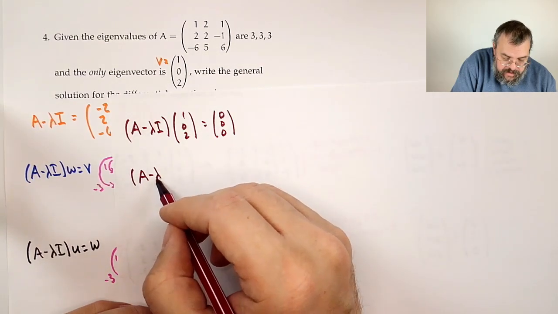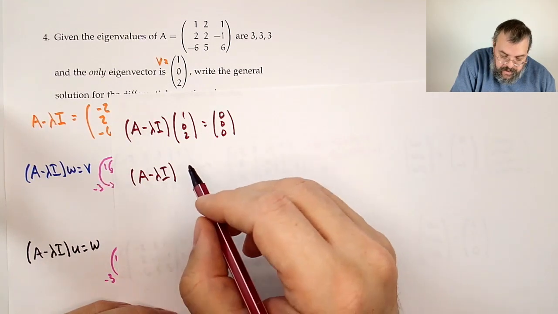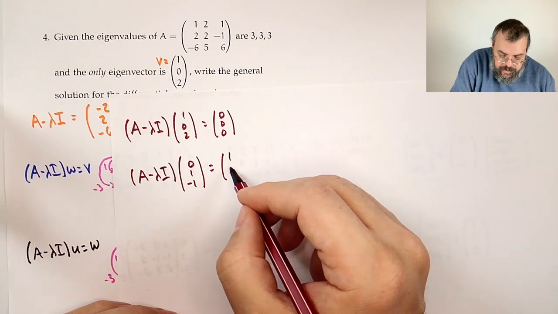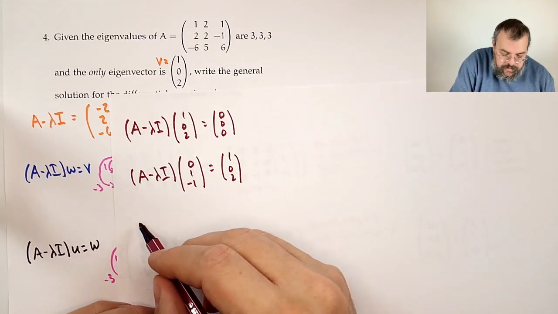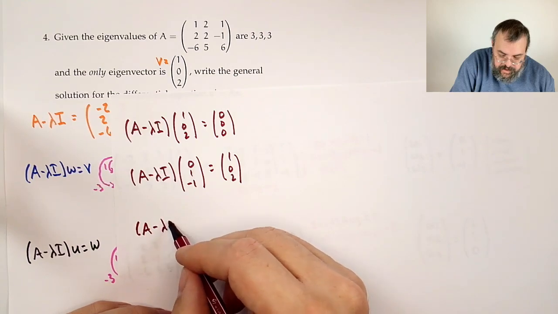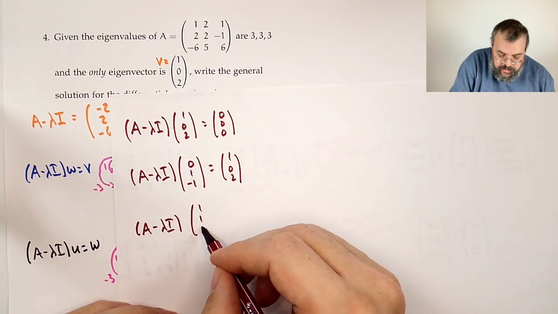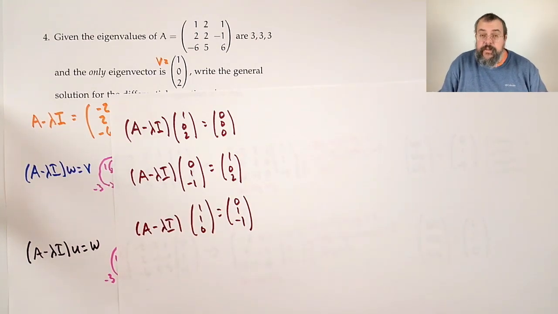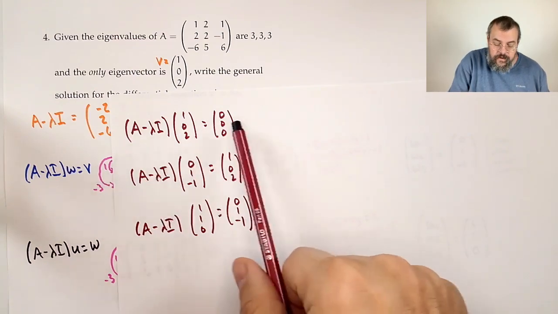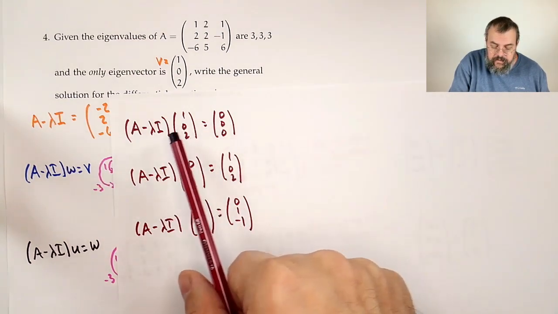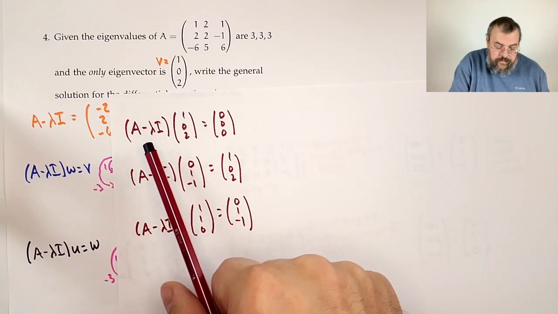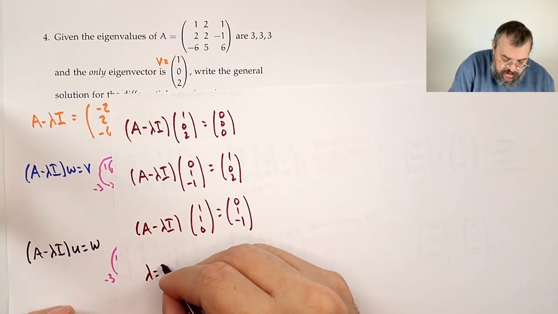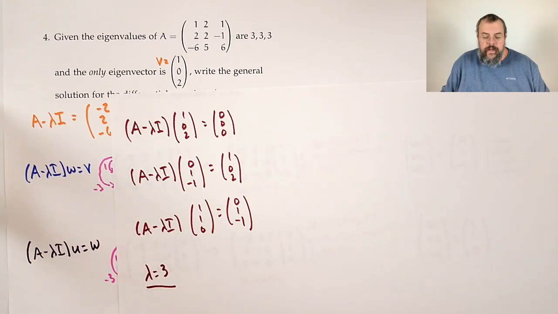And then we said, okay, now we worked our way up. A minus lambda I times 0, 1, minus 1 equals 1, 0, 2. And then we said, okay, cool. A minus lambda I times 1, 1, 0 is equal to 0, 1, minus 1. All right, so that's the work that we did. This was given to us, and because it's an eigenvector, and for our eigenvalue of 3. And oh yeah, we should make a note here. Lambda equals 3. And then we built our way up.